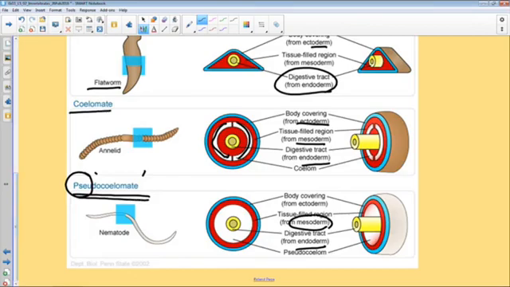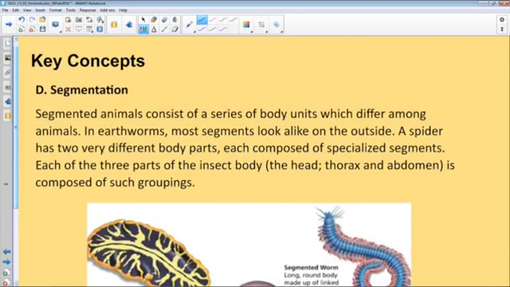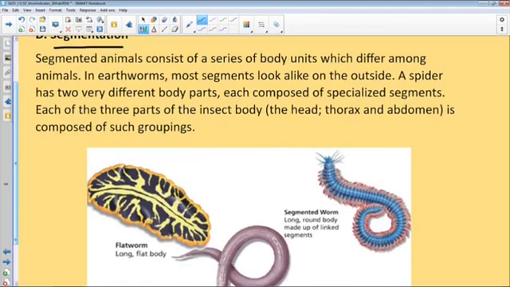Cool. Let's move on to one more feature before we go into a break. Segmentation. Often we find that organisms have body parts that are segmented. Here we're looking at how the body is divided into different segments, and we refer to that term as segmentation. And if we look at these examples here, guys, we'll find that there are some organisms that clearly show distinct segmentation, whereas others do not.